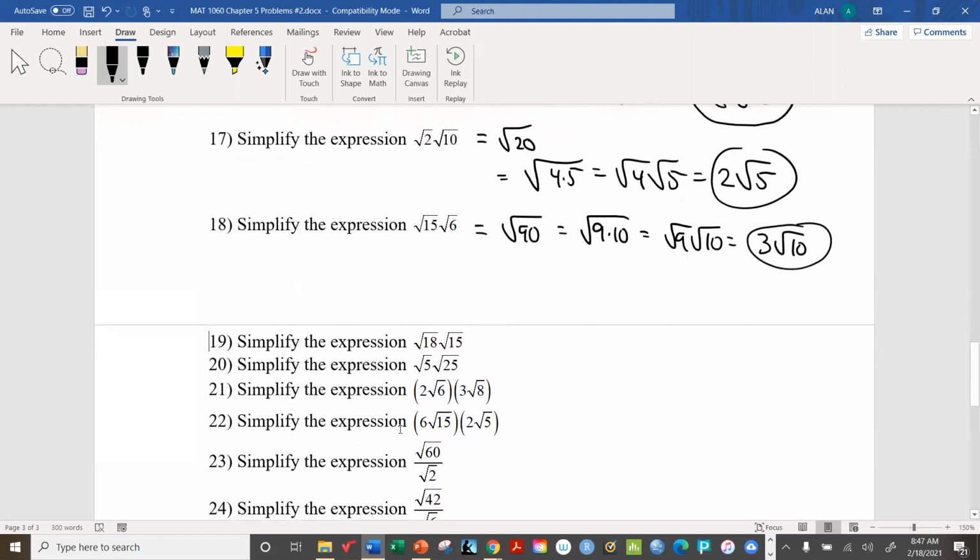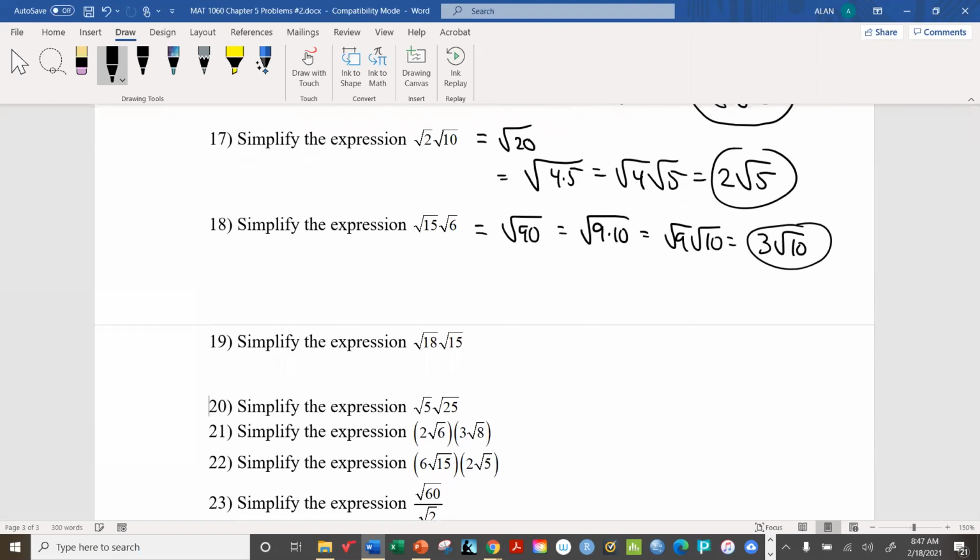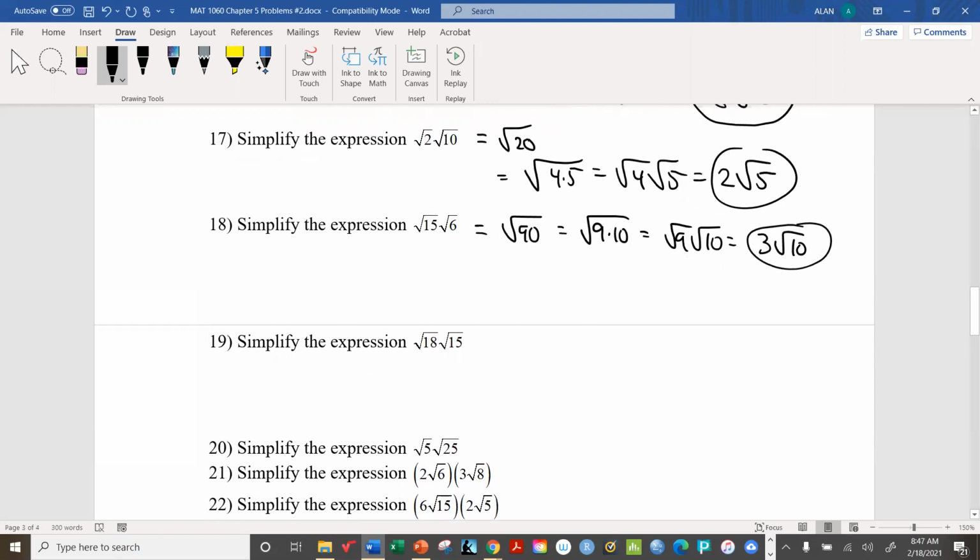Beautiful. Now, how about this one? What is the product of 18 times 15? Well, that actually works out to be 270. And guess what's hiding in there? A 9.